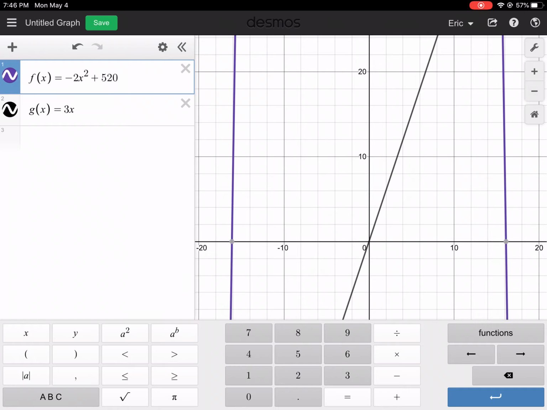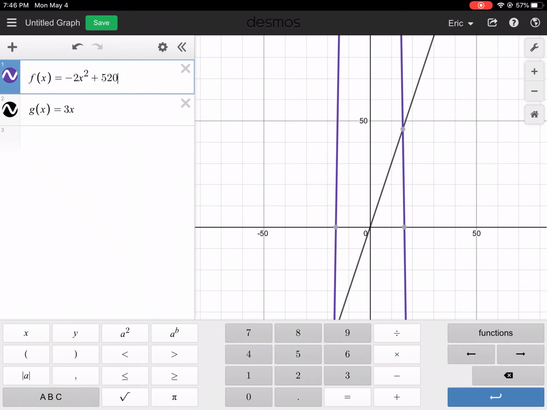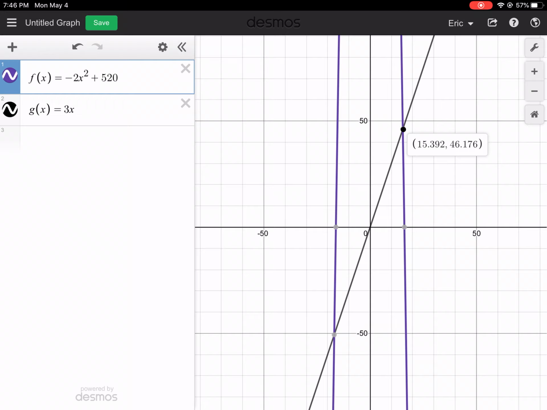Okay, so now you might have to zoom out a little bit. And now the purple is the parabola. And we want to say at what time do the supplies reach the window washer? So on the negative side, we're not going to have a negative number. But you can see where they both cross right here. And it's 15.392 seconds. So in the book it says it's 15.39 seconds.